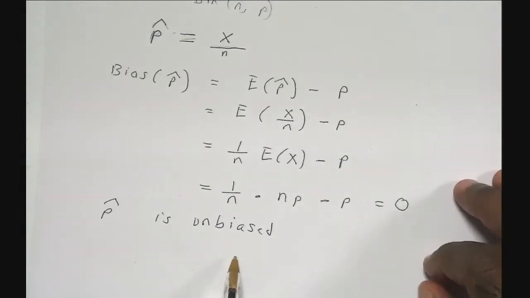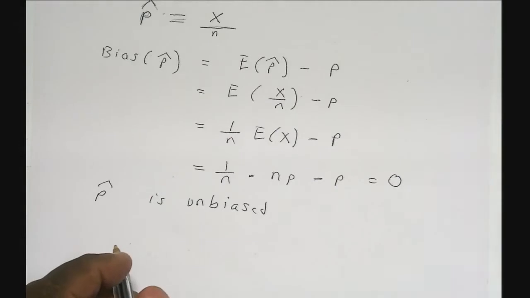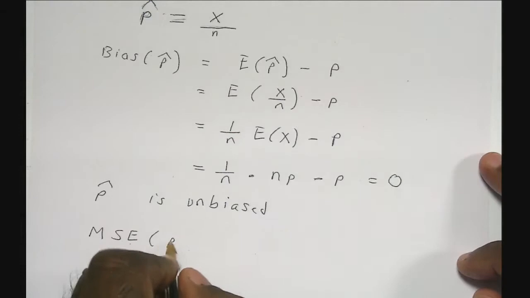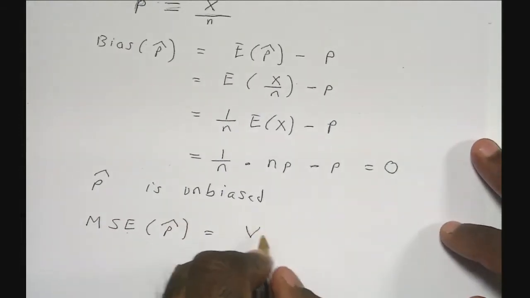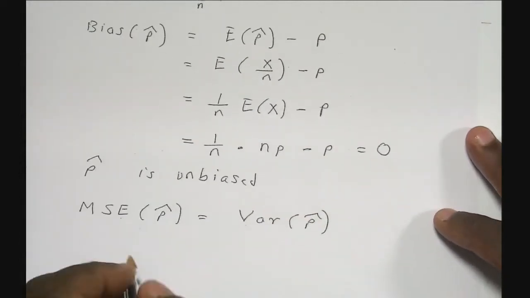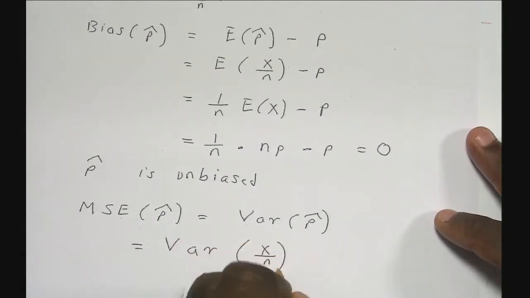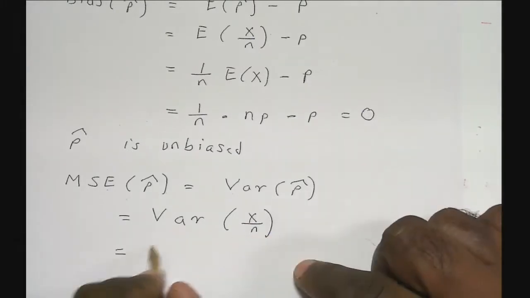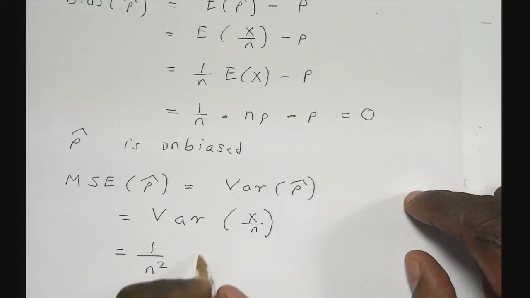So p hat is an unbiased estimator for p. Right. The next thing to do is to find the MSE. Now, the MSE of p hat, because the estimator is unbiased, MSE is the same as the variance of p hat. And this is the same as this. Okay, now taking the n outside, remember when you take a constant outside, it becomes 1 over n squared times the variance of X.